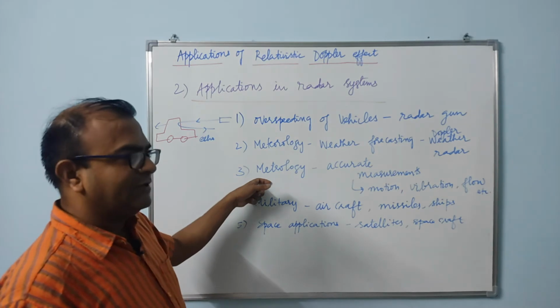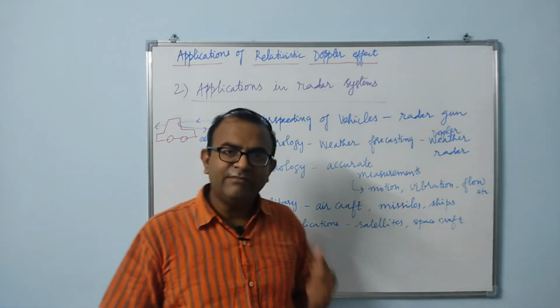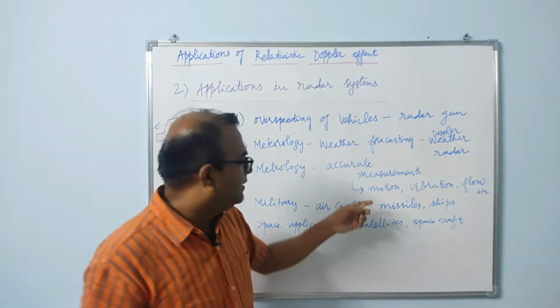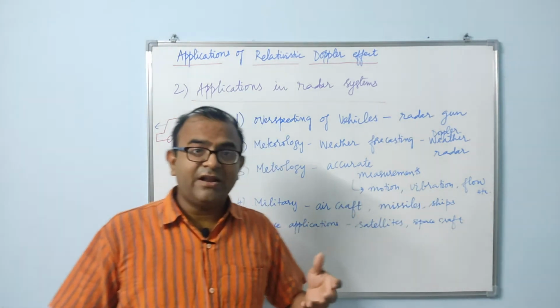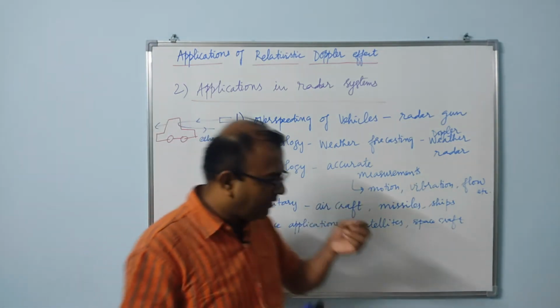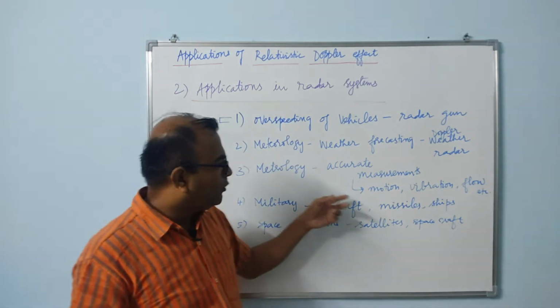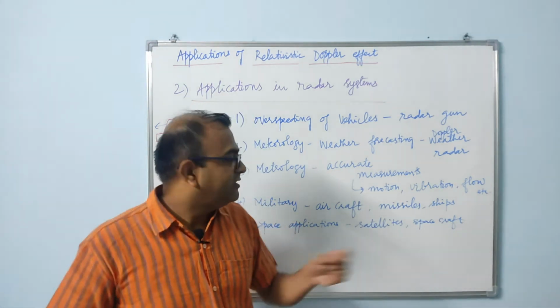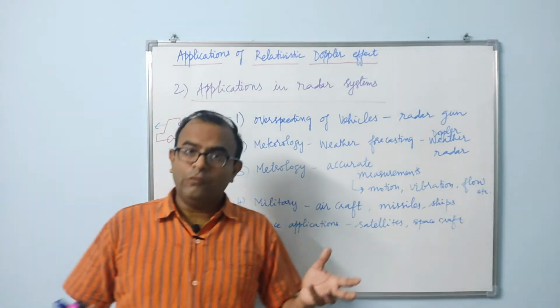Then metrology. Metrology is the science of accurate measurements. For example, motion of an object, vibration, whether it's vibrating, the scale of vibration could be very small. The Doppler effect can be used for that to produce accurate measurements. And then flow of fluids.